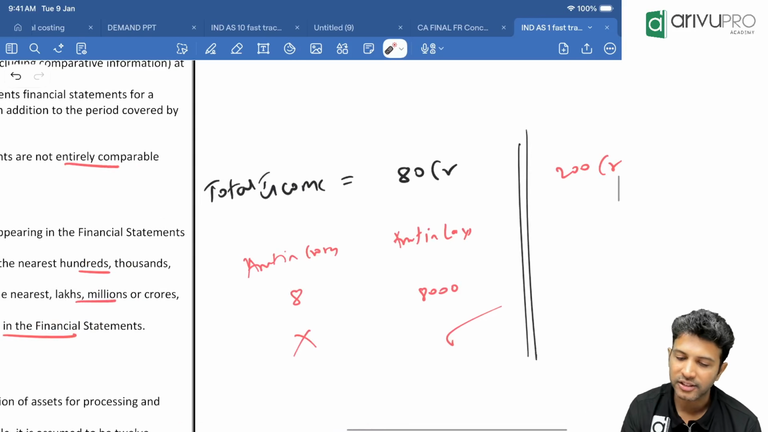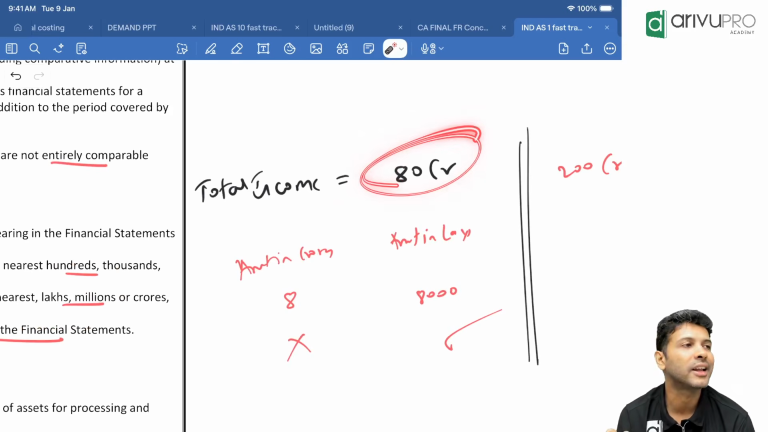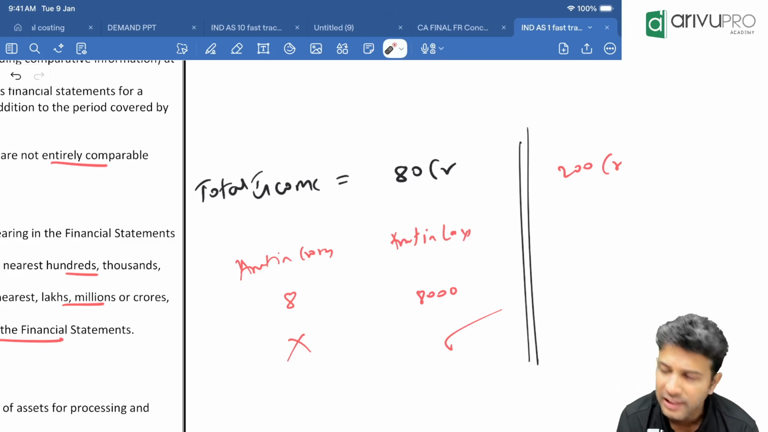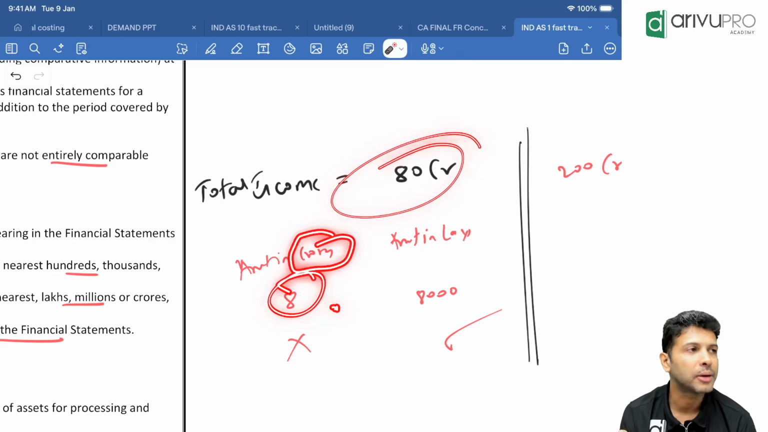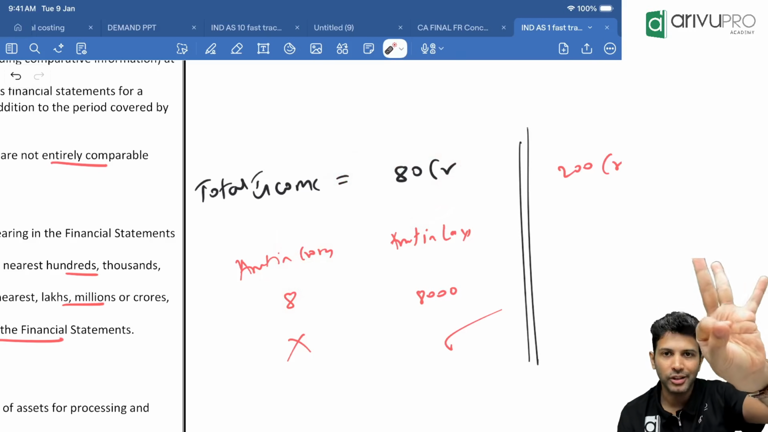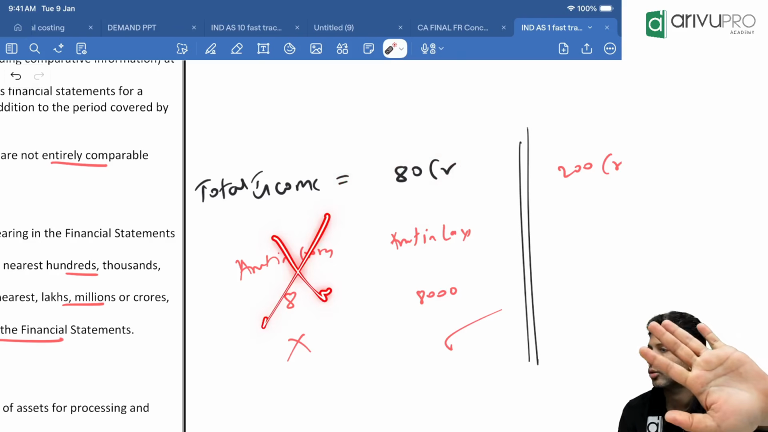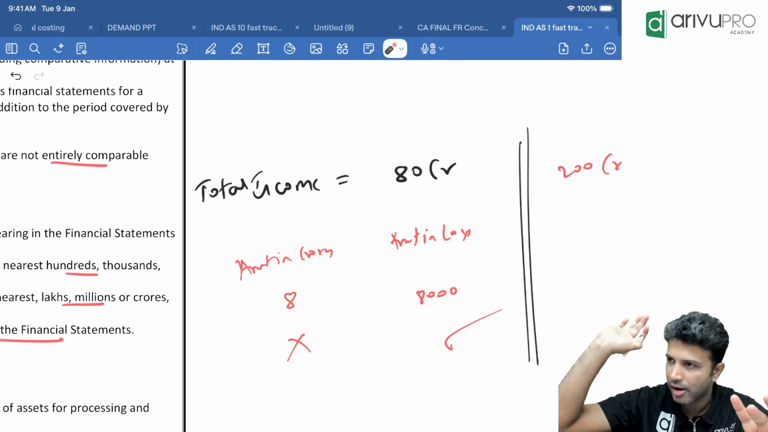I've just written an example. Let's say a particular company's total income is 80 crore. Can they present like this in the financial statement? They say amount in crores and write 8. Can they do so? If your total income is less than 100 crore, you can round off only in hundreds, thousands, lakhs, millions. You can't round off in crores. You can only do it in maximum millions. That's the maximum available for you.